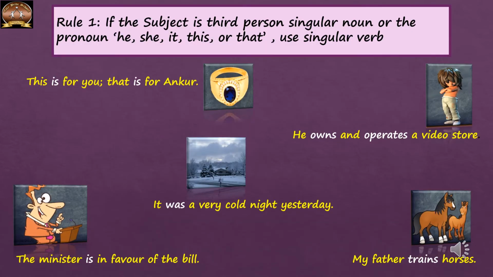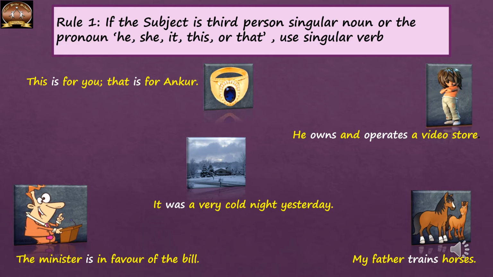See the first one. If the subject is a third person singular noun, that means any name like Ankur, Ankita, Anita, whatever name it is, or if it is a third person pronoun like he, she, it, this or that, the verb will be a singular verb. Like this is for Ankur, that is for you. This is for you, that is for Ankur. So I have used the singular form of the verb, that is.